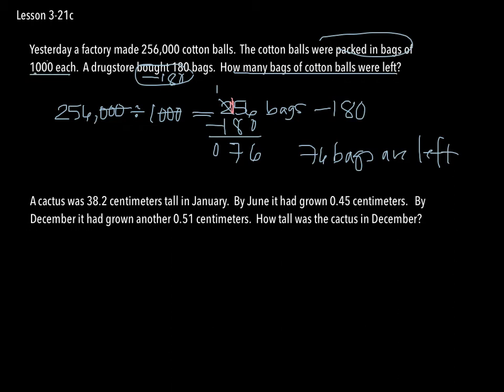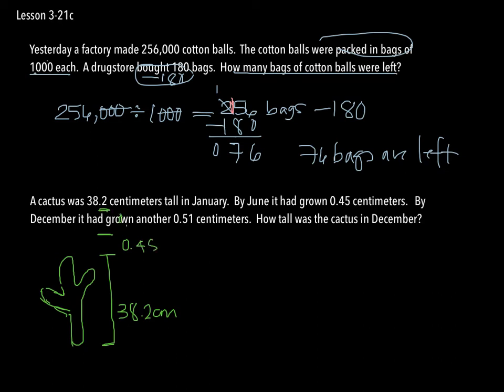So what we're looking at is a cactus, and I picked the color green, and this is what my cactus will look like. In January, it was 38.2 centimeters. By June, it had grown 0.45. And then by December, it had grown another 0.51 centimeters. So now it's asking us, how tall was it in December?